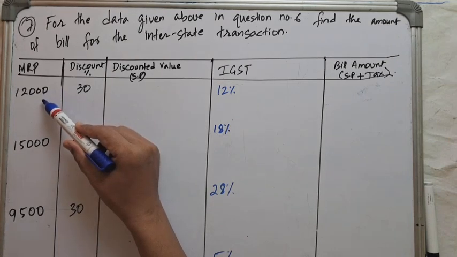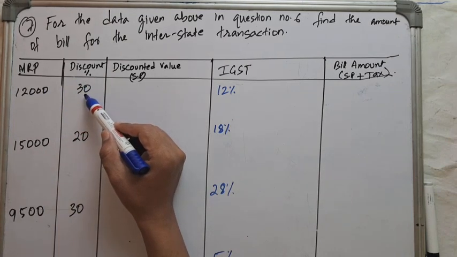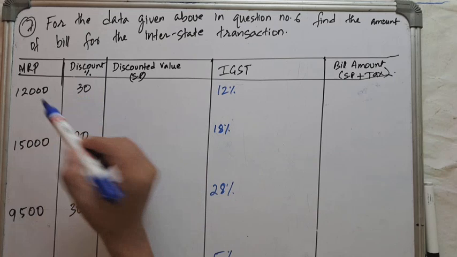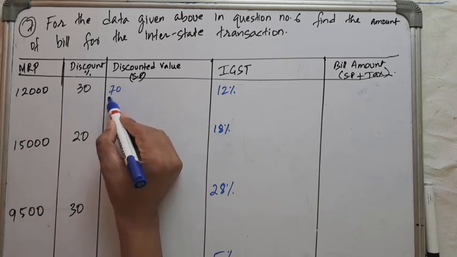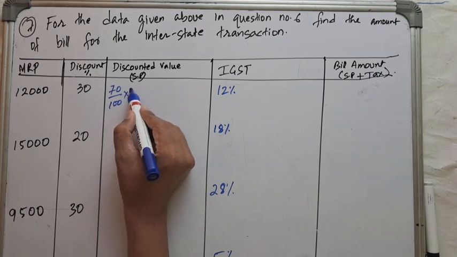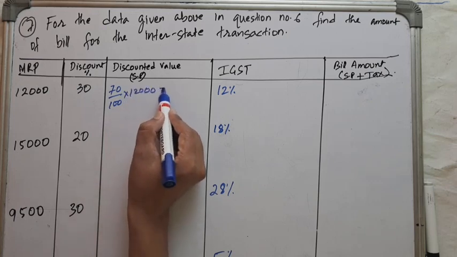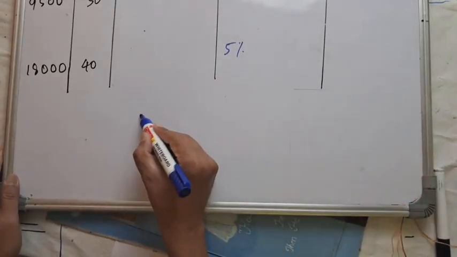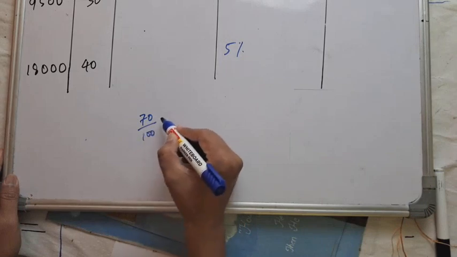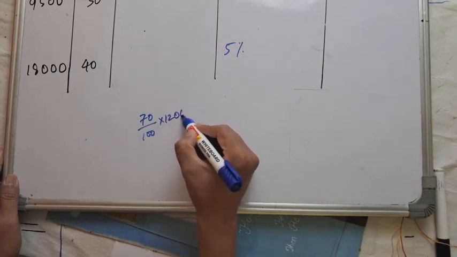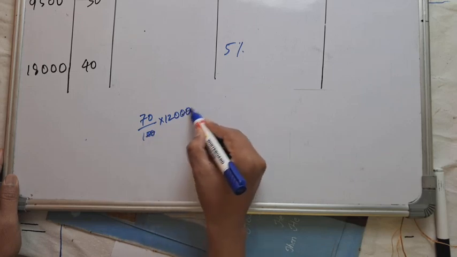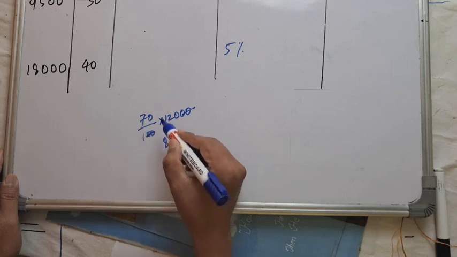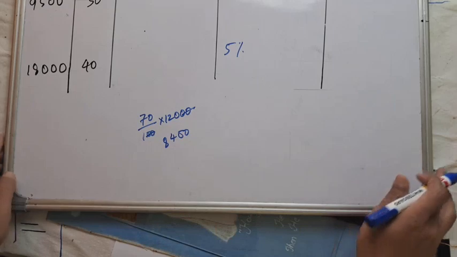In the first case, MRP is 12,000, discount given is 30%. So the discounted value or the selling price will be 100 minus 30, that is 70% of 12,000, isn't it? 70% of 12,000. Let me calculate here. 2 zeros cancel out. 7 2s are 14, 7 1s are 7 plus 1 is 8, 2 0s we write here. 8,400.